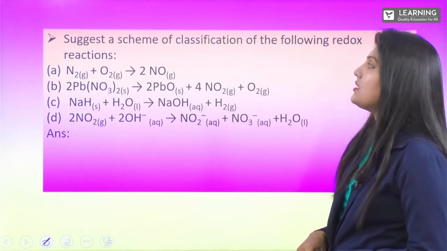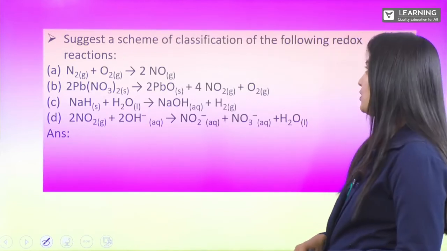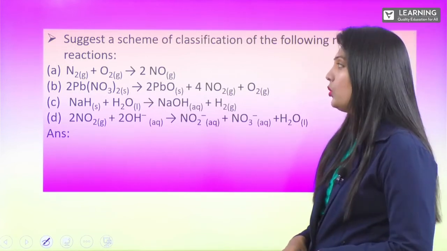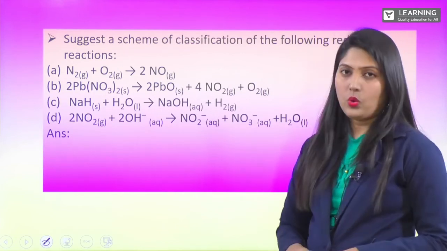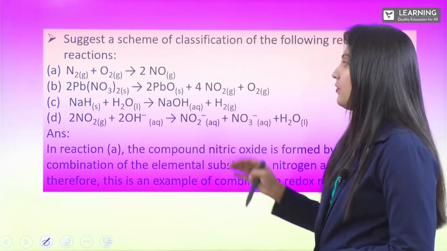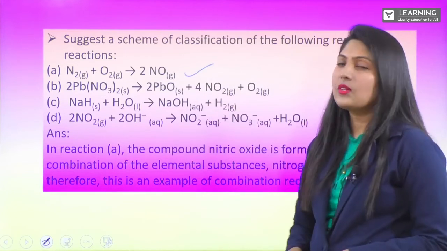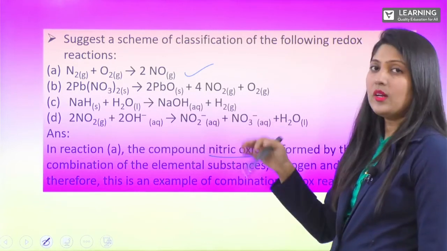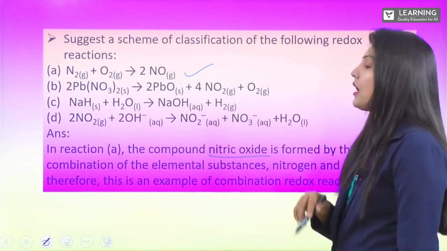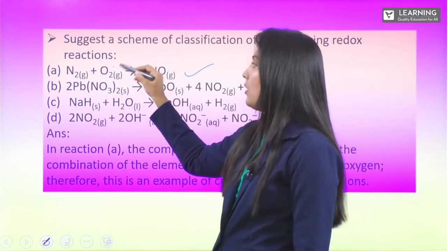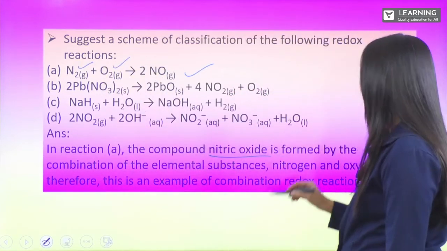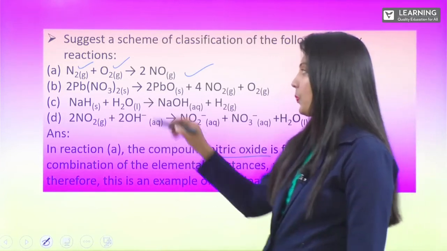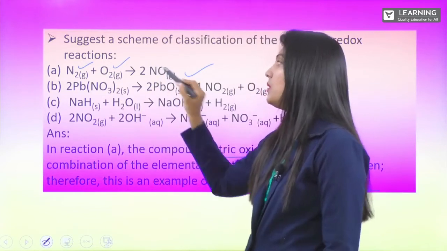Next, suggest a scheme of classification for the following redox reactions. You have N2 and O2 which gives you NO. So can you say the first reaction, what is this? So the reaction A, the compound nitric oxide NO is formed by the combination of elements oxygen and nitrogen, and so we can call it as a combination redox reaction. Did you understand? A plus B giving rise to C.